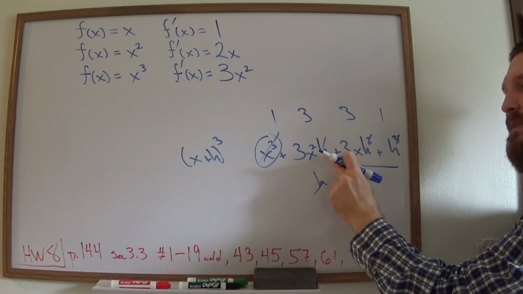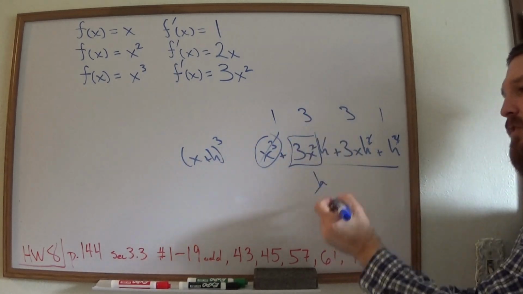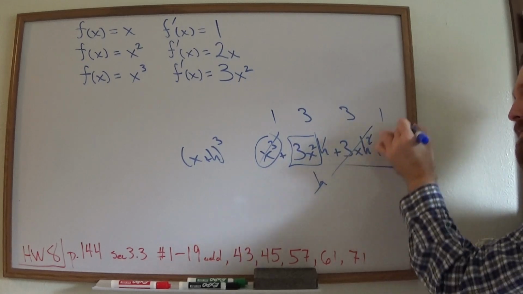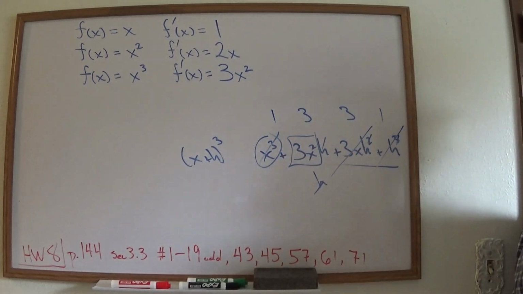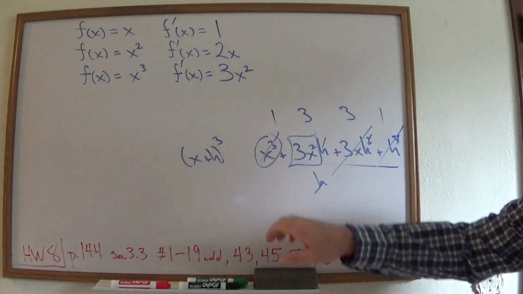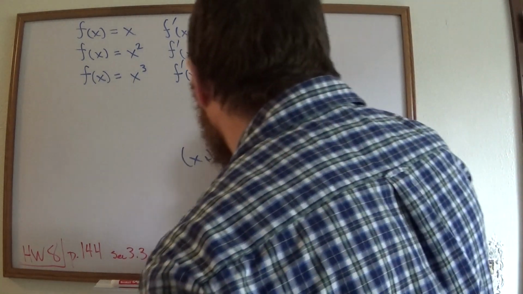And the only one that doesn't have an h is this guy, and so when h goes to 0, that guy goes to 0, that guy goes to 0. He's the only one that remains. And you end up getting that right there.